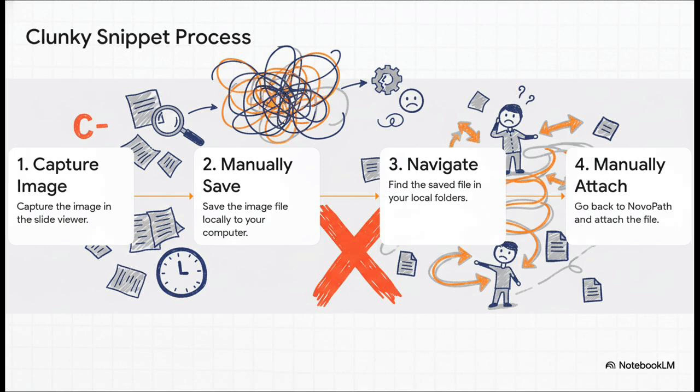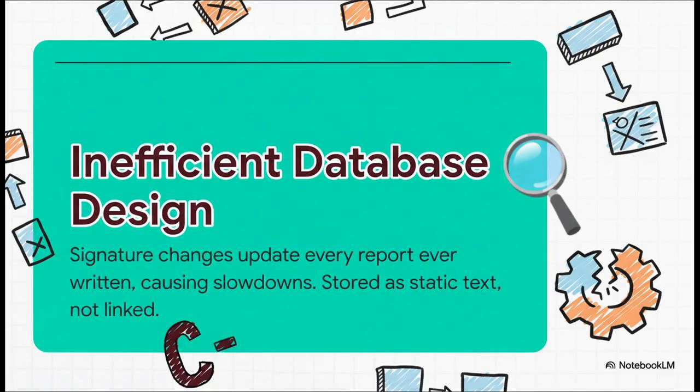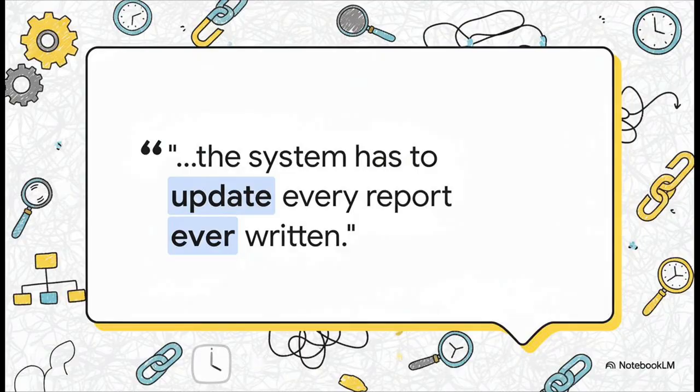Seems like a no-brainer. Okay, moving from workflow issues to deeper architectural problems. What about this delayed signature updates issue mentioned in the analysis? That sounded really odd. Yeah, this one is quite revealing about the underlying database design. According to the source, when a user changes something in their signature field, like they get a new certification, update their title, whatever, the entire Novopath system slows down significantly. Why? Because, and I quote the analysis here, it updates every report ever written.